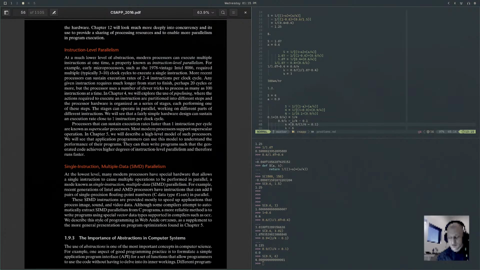These SIMD instructions are provided mostly to speed up applications that process image, sound, and video data. Although some compilers attempt to automatically extract SIMD parallelism from C programs, a more reliable method is to write programs using special vector data types supported in compilers such as GCC. We describe this style of programming on the website, OptSIMD, as a supplement to the more general presentation on program optimization found in Chapter 5.